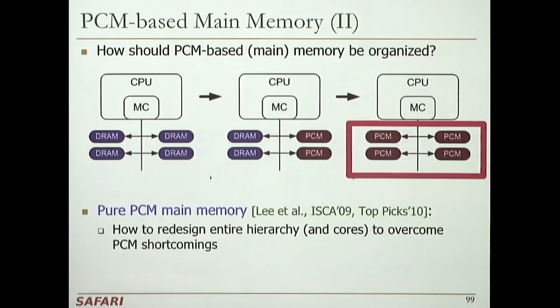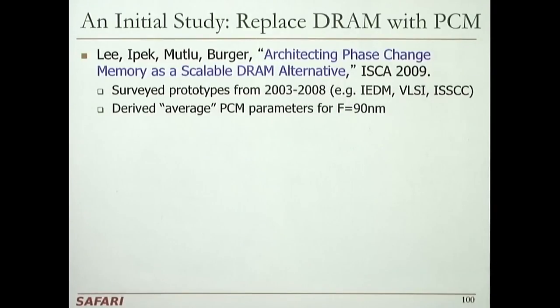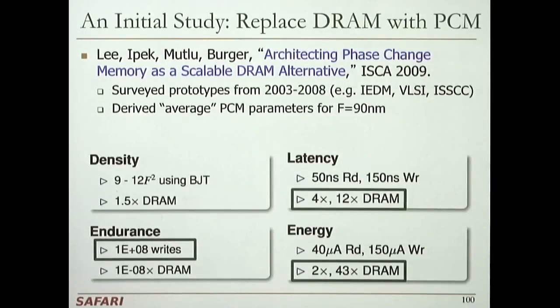But first, let's examine this maybe more aggressive solution, right? It's more aggressive because now you're replacing the DRAM technology with maybe not so good PCM technology. So the question is, how do you redesign the system to overcome the shortcomings of PCM? Let's take a look at that. The paper that is your reading looks at, based on the survey that I've just discussed, derives some average parameters for PCM at a feature size of 90 nanometers. We cannot do smaller than that because the published work doesn't have consistent data at smaller nanometers. But these are the parameters that we're going to use for simulation.